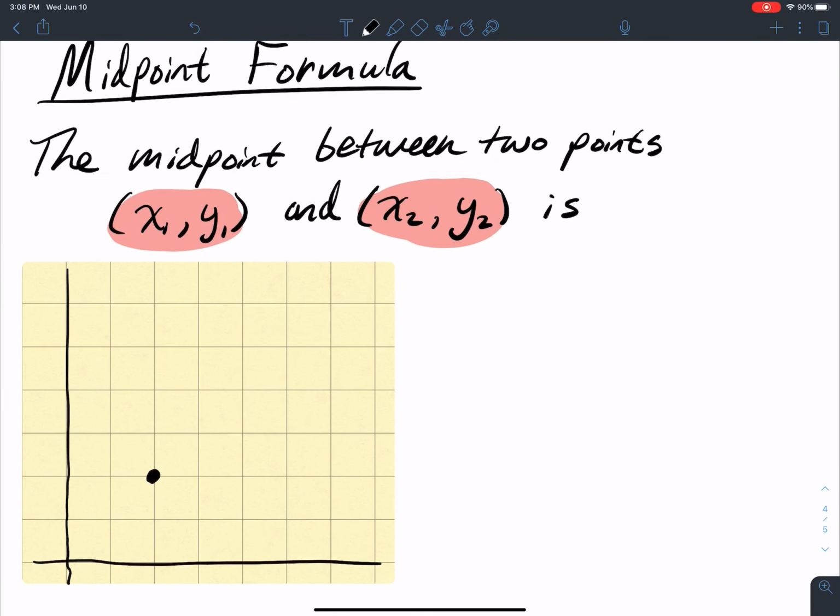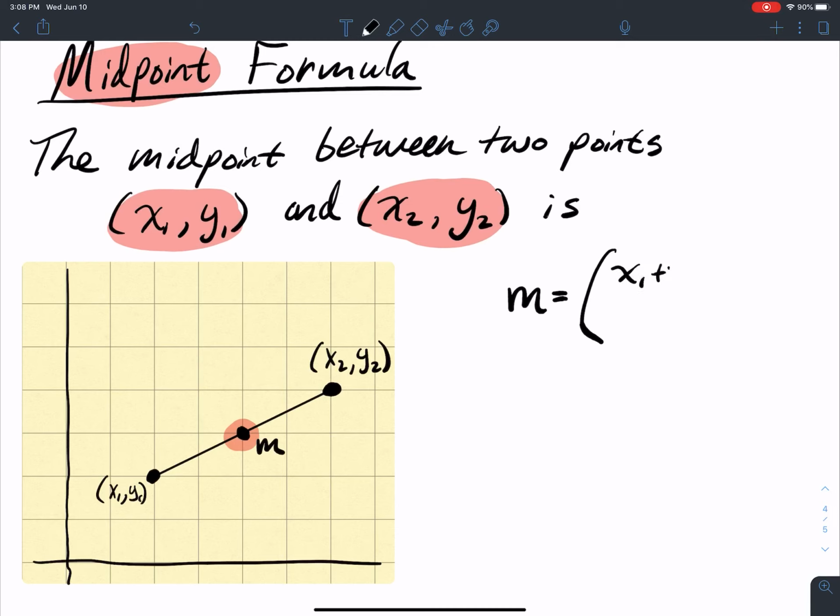So I've got the point x1, y1, and then let's do this point right here, x2, y2. Okay, the midpoint will be that point. When I think midpoint, I think right in the middle. Okay, so that midpoint, M. So the midpoint, M, would be x1 plus x2 divided by 2, comma, y1 plus y2 divided by 2.